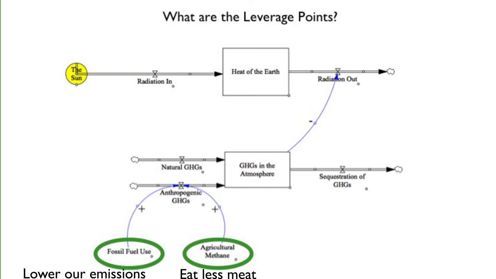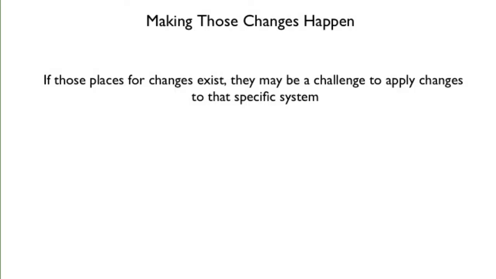Okay. Of course, the problem is that just because something is a place where a change would have a large effect on the system, that doesn't mean that it's a place where it's easy to make a change. And in fact, when we approach energy usage, we see that this is the case. When we approach food, this is the case.